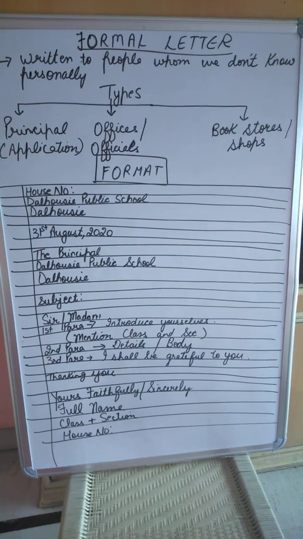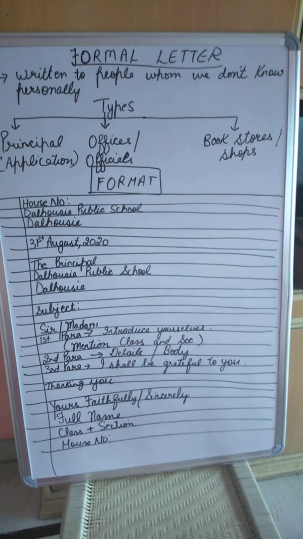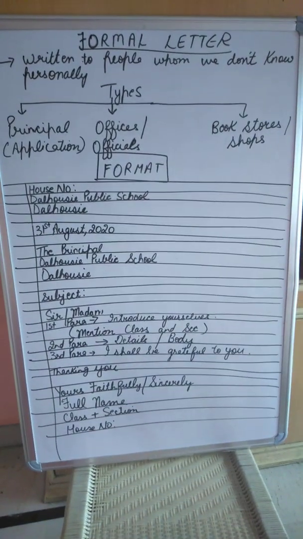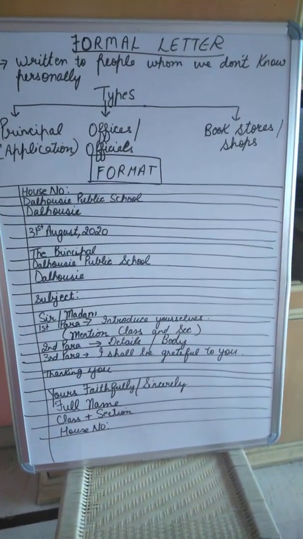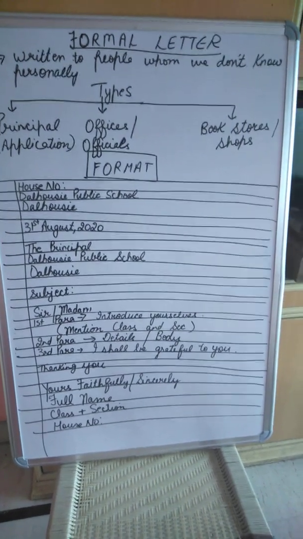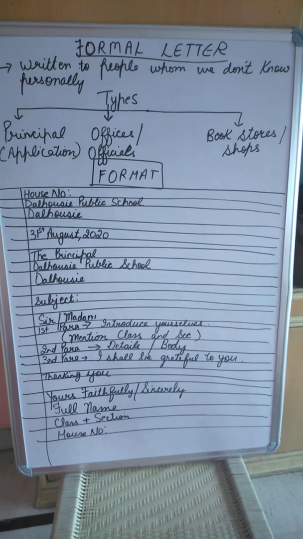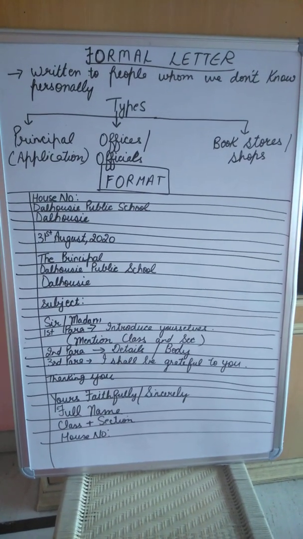So there are three kinds of formal letters. Actually, there are many kinds of formal letters. When you reach class 9 and 10, you will come to know, maybe class 8 as well. So I will just discuss the three types of formal letters for today. The first is a letter that we write to a principal, that is called an application.